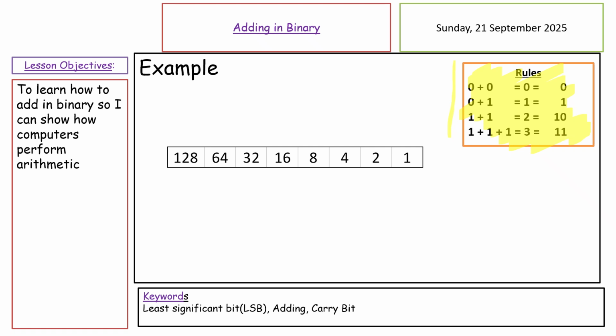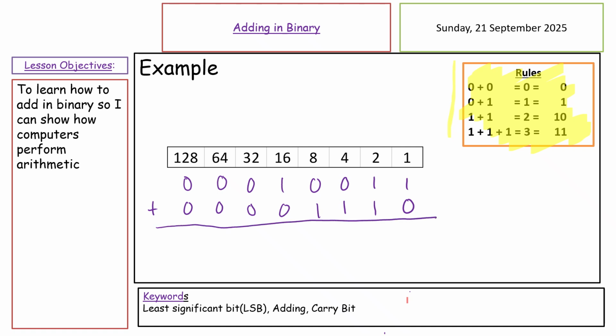So let's take some binary numbers. Let's do 0 0 0 1 0 0 1 1 as our first number, and then we're going to add 0 0 0 0 1 1 1 0. Okay, so let's have a look at this. So I'm going to just draw a line, set it out like I would a maths question.